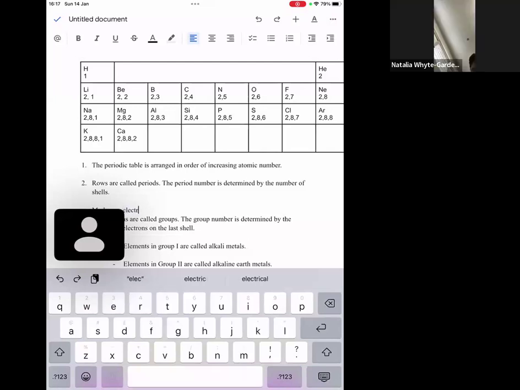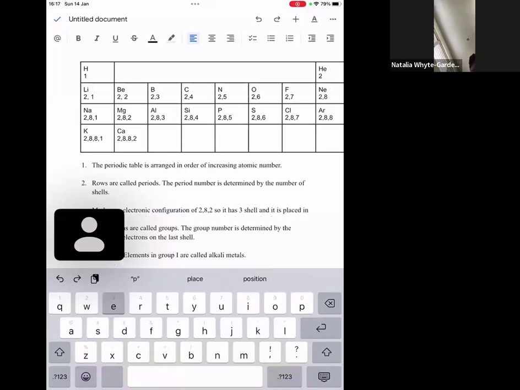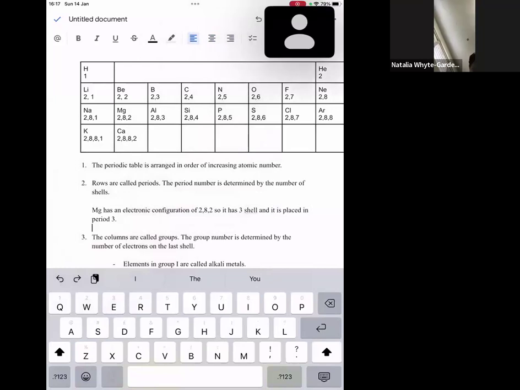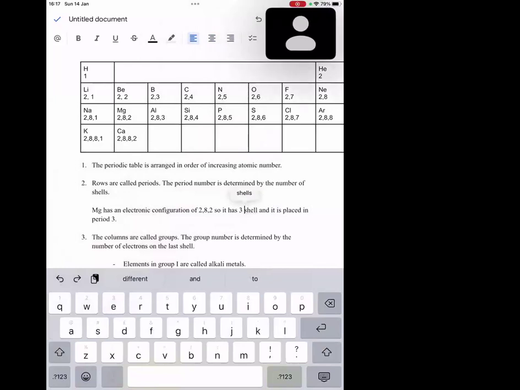So magnesium has an electronic configuration of 2, 8, 2. So it has 3 shells, and it is placed in period 3. Are we clear on this? Yes, miss. All right, let's do another one.